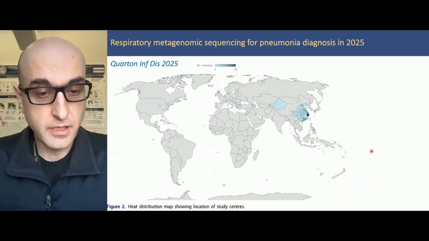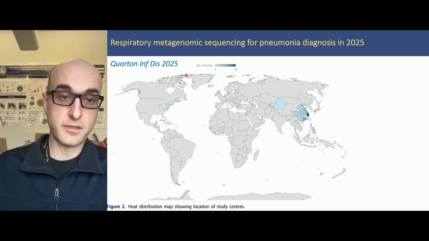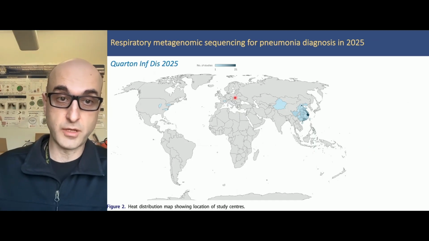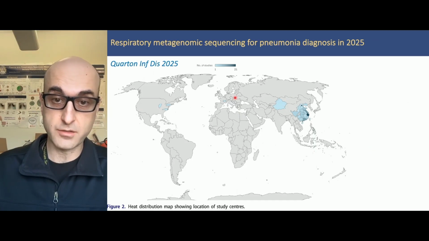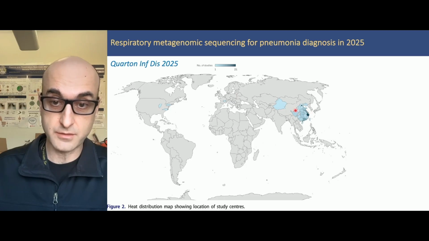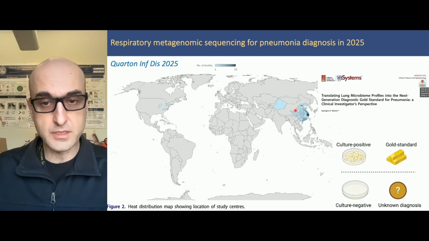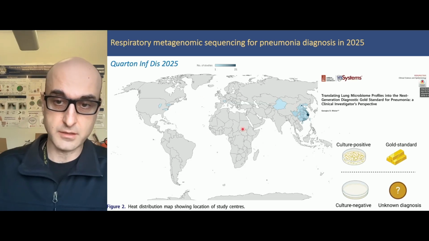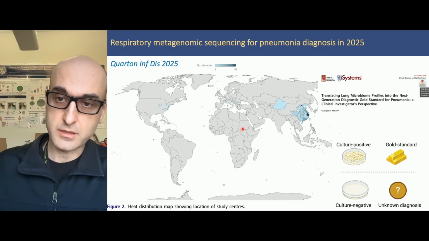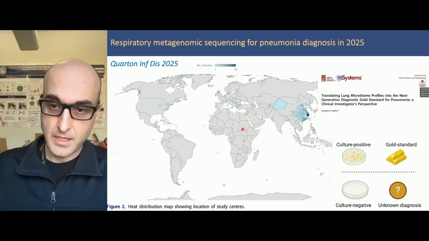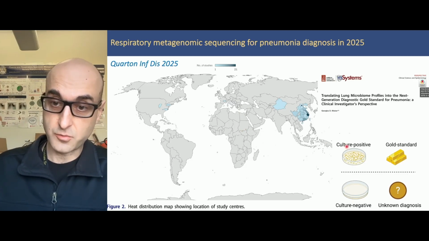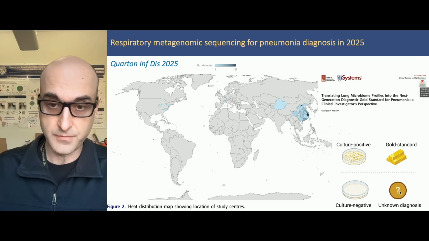In 2025, the state of the literature shows that there are only a few studies published around the globe with respiratory metagenomics for pneumonia diagnosis, and most of them cluster in different centers in China. And I think that the lack of adoption of metagenomics does not only have to do with technical difficulties. I think a fundamental challenge has to do with the diagnostic framework, and the fact that our reference standard is not perfect. We consider culture-positive cases gold standards, but in those culture-negative cases, we really do not have any way of confirming that unknown diagnosis.